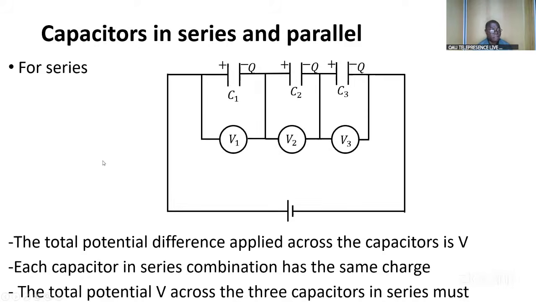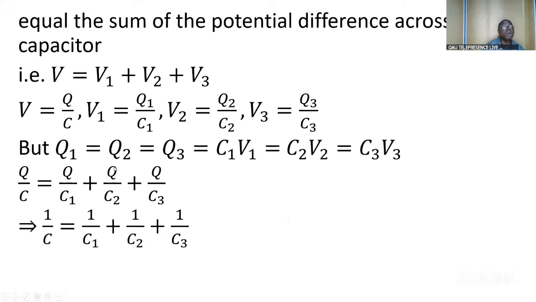The total potential difference. Look at what I've just written in this note. I said the total potential difference applied across the capacitors, V, is given by the sum of each of what you have there. Capacitors in series combination have the same charge. That's why I didn't put Q1, Q2, Q3, it's just Q. Their charge across them is the same. And the total potential difference V is equal to the sum of the potential differences V1 plus V2 plus V3.